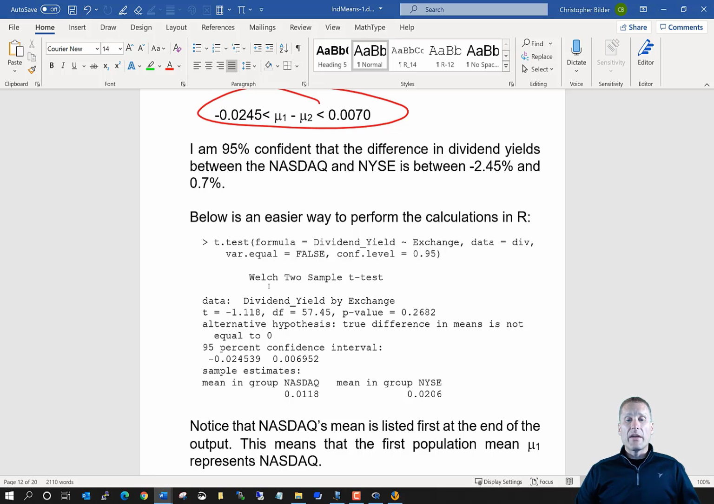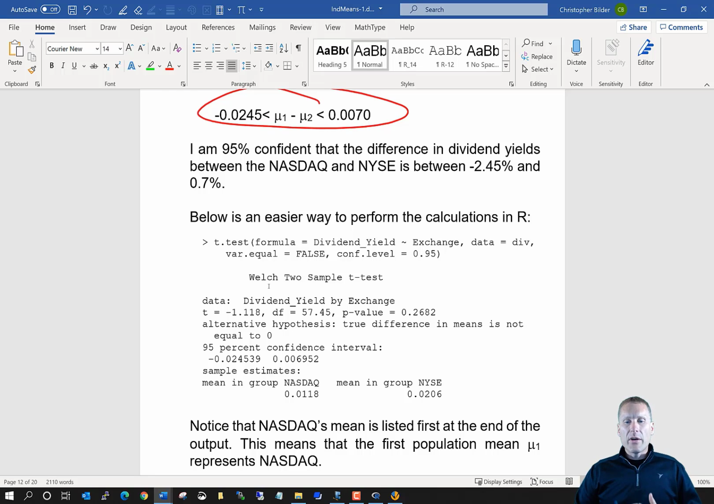Another way to phrase this is that in 95% of similarly constructed intervals, I would expect the true mean difference, or the population mean difference between these two stock exchanges in terms of their dividend yields, to be within these intervals.